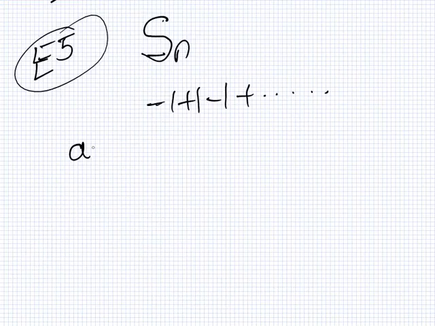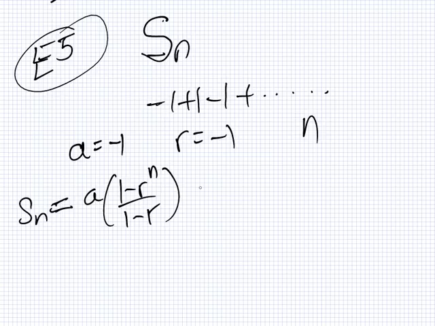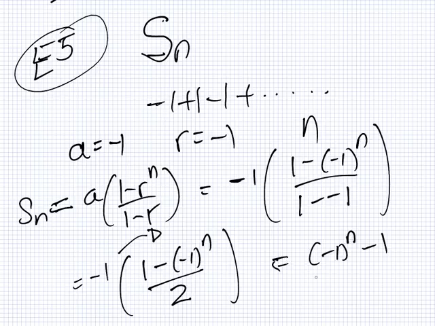So what's the A here? Minus 1. And the R? Minus 1. And the N we don't know. So Sn equals A times (1 minus R^N) over 1 minus R. So that would be minus 1, times (1 minus (minus 1)^N, which we don't know), over 1 minus minus 1. So that'll be minus 1 times (1 minus (minus 1)^N) over 2. And if I bring the minus inside, I'll finish with ((minus 1)^N minus 1) over 2.